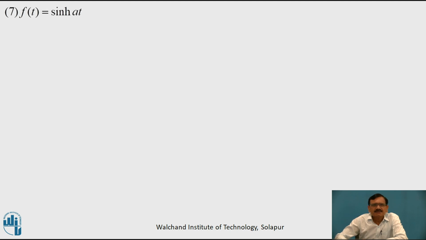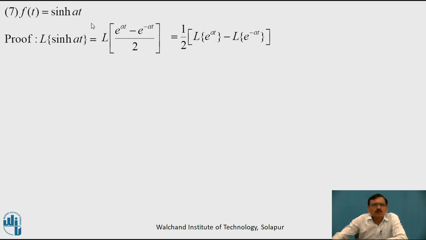Now, the next function is hyperbolic sin at. The Laplace transform of sinh at is equal to, and here we can make use of the identity sinh at, which we can write as e raised to at minus e raised to minus at divided by 2, which is equal to 1/2 of the Laplace transform of e raised to at minus the Laplace transform of e raised to minus at.